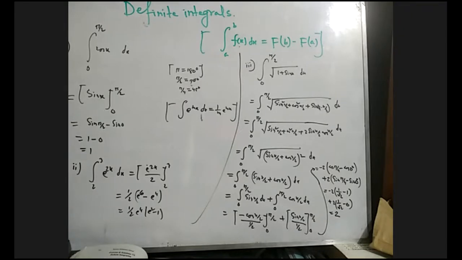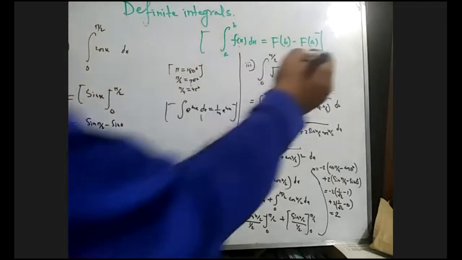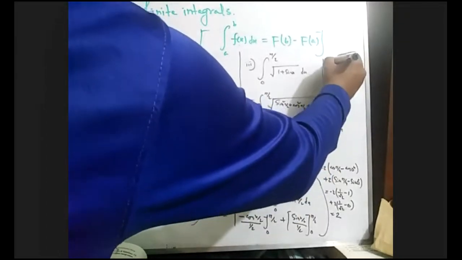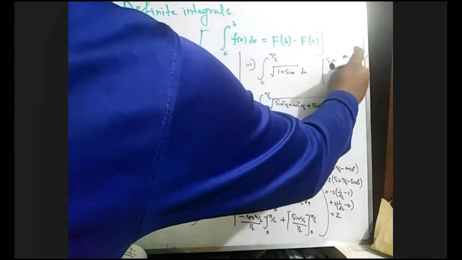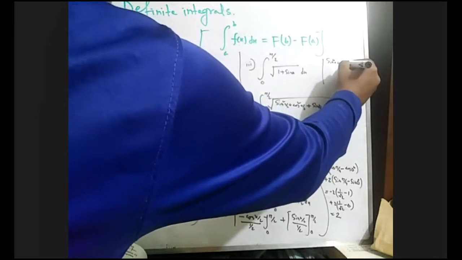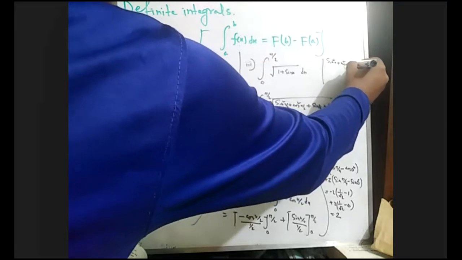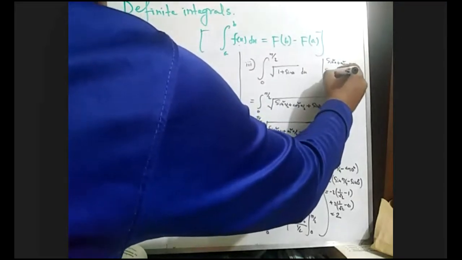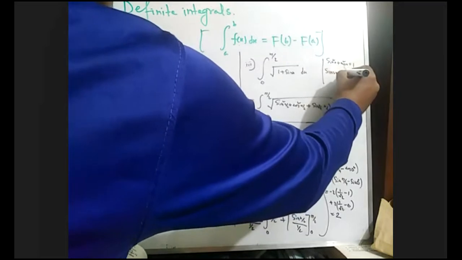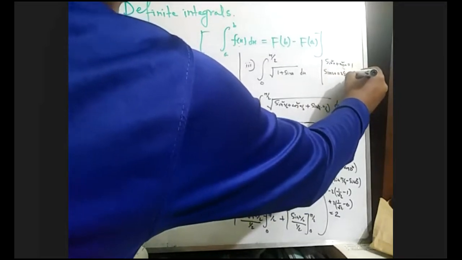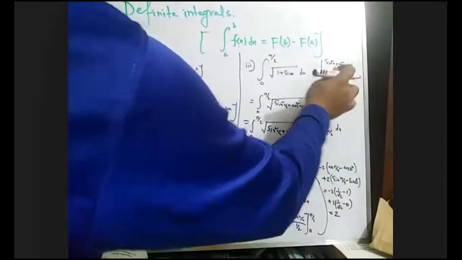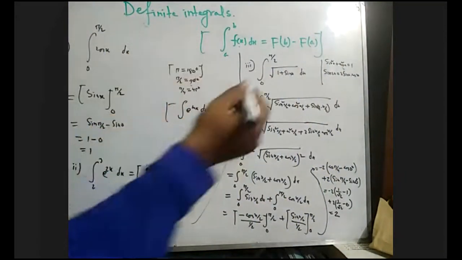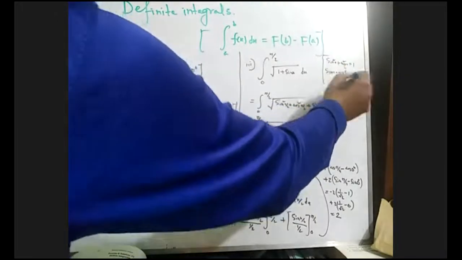Very easy integration. But remember that we have to use a trigonometric formula like this: sin square x plus cos square x equals 1. Another one is the sin twice x formula, 2 sin a cos a. Sin twice x formula, what? 2 sin x cos x. You have to use these two formulas here.